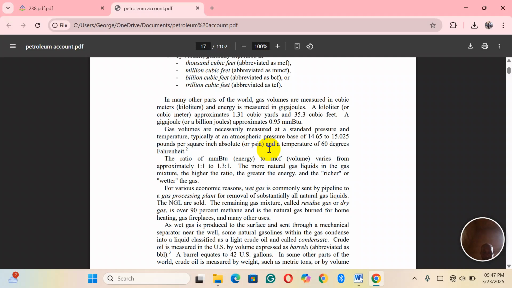So for various economic reasons, wet gas is commonly sent by pipeline to a gas processing plant for removal of substantial natural gas liquids, the NGL, which are sold. The remaining gas mixture, called the residual gas or dry gas, is over 90% methane and is the natural gas burned for home heating, gas fireplaces, and other uses.